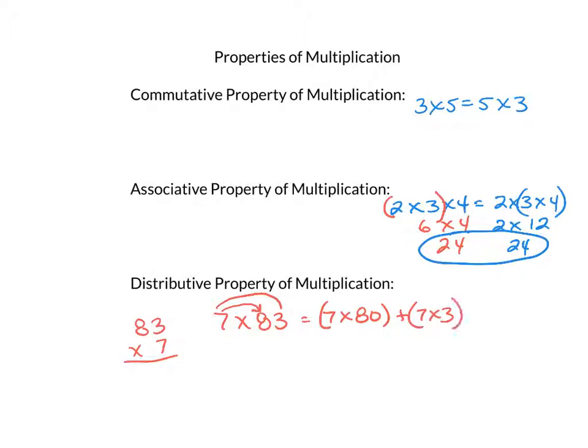Now I could go through and I could multiply those together. 7 times 80 gives me 560. 7 times 3 gives me 21. I add those together and I get a final answer of 581. I'll be talking a lot more about the distributive property of multiplication, but it is a property that we use a lot in real life.